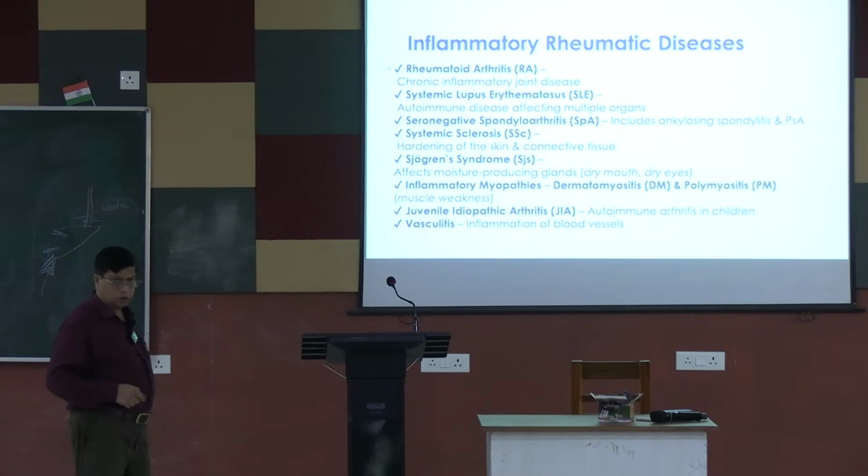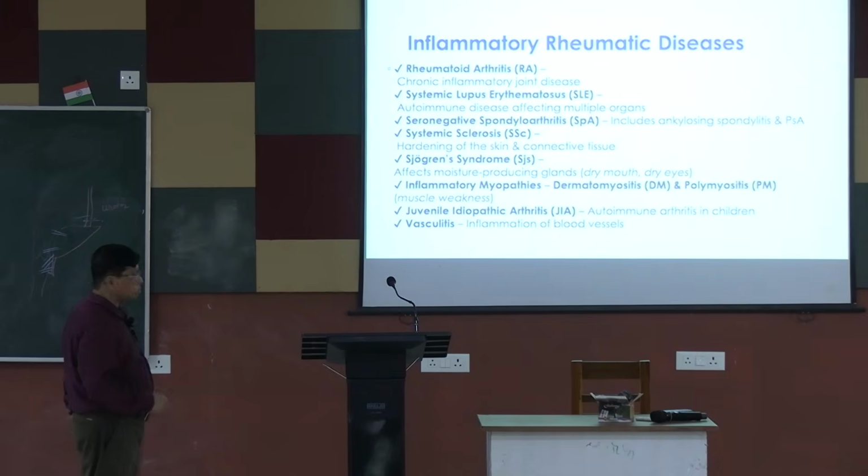Now, our subject of discussion today is inflammatory rheumatic disease. What are the inflammatory rheumatic diseases? These are rheumatoid arthritis, systemic lupus erythematosus, and seronegative spondyloarthritis. I have told you this involves the central joints. Spondyloarthritis means involvement of the spine and the sacroiliac joint. Systemic sclerosis is also a disease where there is tightening of skin and connective tissue.